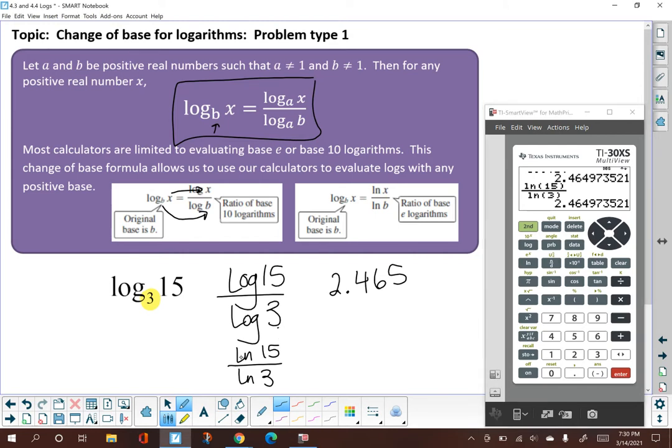Now, notice that there are 2 logs here. This is way different than the quotient rule. So the quotient rule is for the log of a quotient, and then you could expand it using subtraction. This is a log divided by another log. So the quotient rule and the change of base rule are just 100% different from each other.